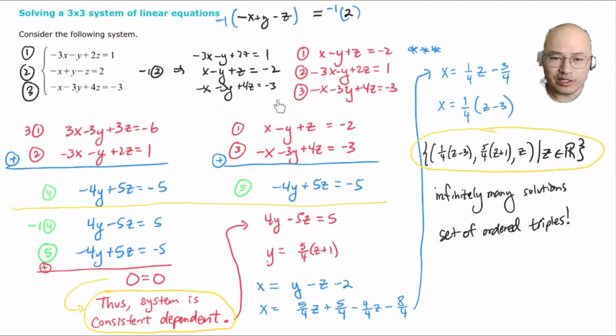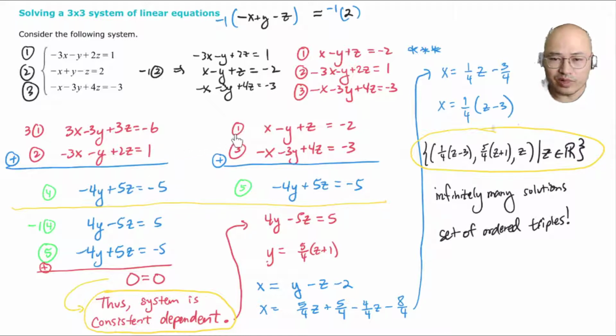From here, I went down here and reorganized the equations one more time. Now I did 3 times equation 1, which will get you 3x minus 3y plus 3z is equal to 6. And then I purposely wrote equation 2 right underneath that. Why did I do that? So I could temporarily eliminate the x variable. Adding these vertically, I get a new equation, which I called equation 4. You get -4y plus 5z is equal to -5.